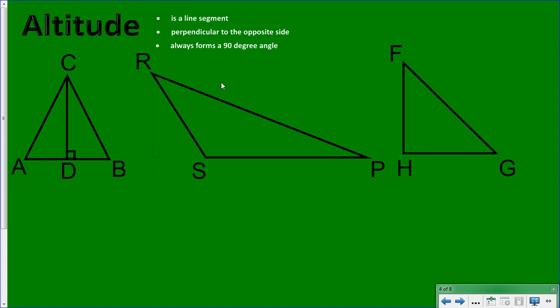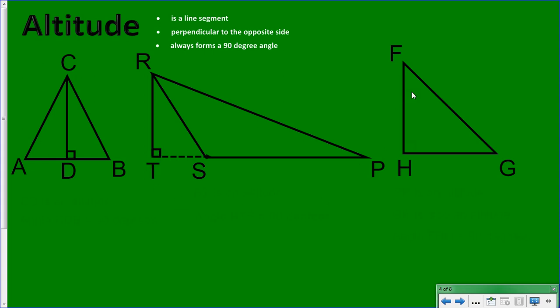Now here, this one's a little different. We have an obtuse triangle, so it's going to be tough to measure the height inside of it. So our altitude this time is actually going to be on the outside. We're going to go from R straight down to see how tall our triangle is. And once again, it makes that 90-degree angle.